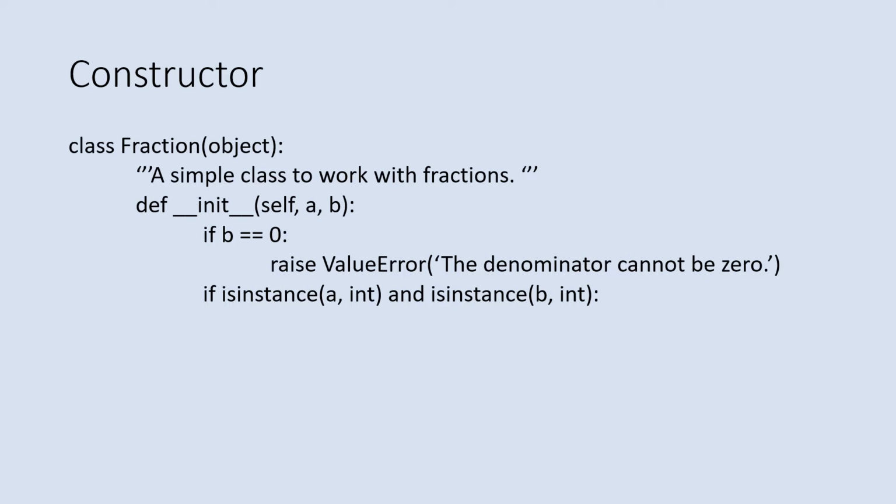So isinstance is a function that will check to see if those values are integers. And if they are, then we could set the numerator to be A and the denominator to be B. And maybe we just call those self.num and self.denom.